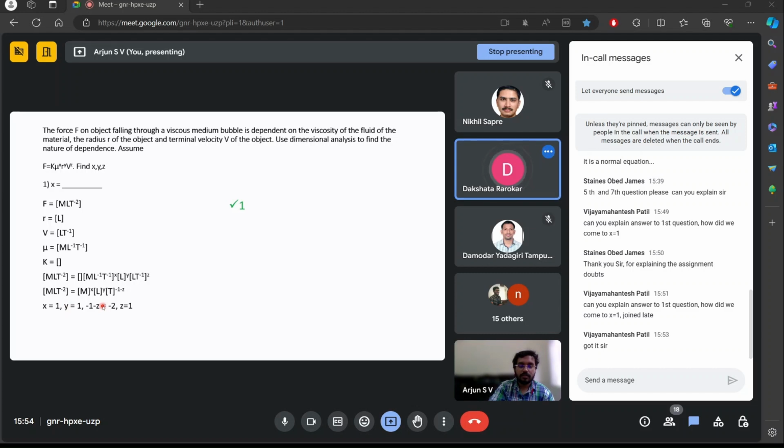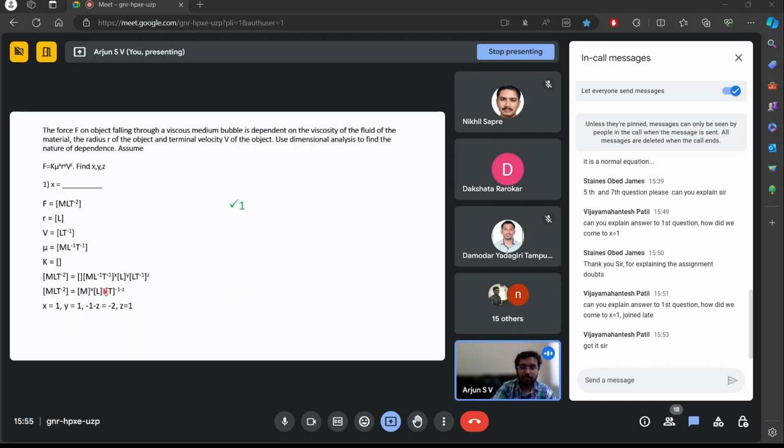Do we assume it only one value? No, we are not assuming anything. We are calculating and finding the values. Here, M^1 is equal to M^x, so x should be 1. And here L^1 is equal to L^(-x+y+z), so -x + y + z will be 1. Then T^-2 is equal to T^(-x-z), so -x - z will be equal to -2. You solve all these equations and then you will get x = 1, y = 1 and z = 1.